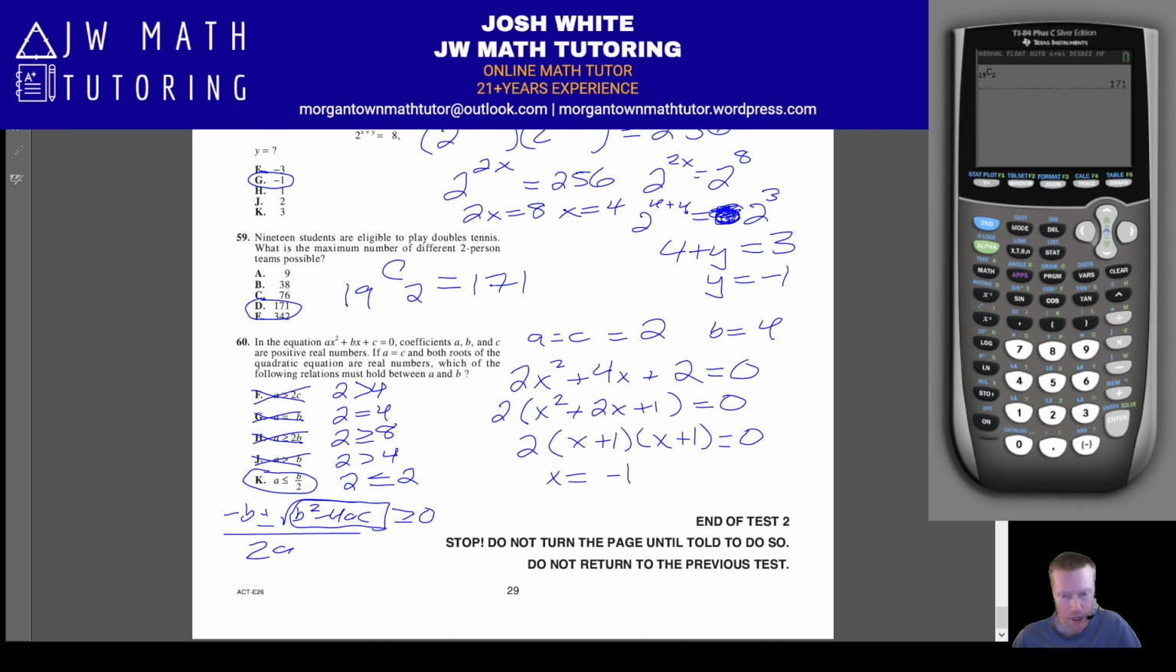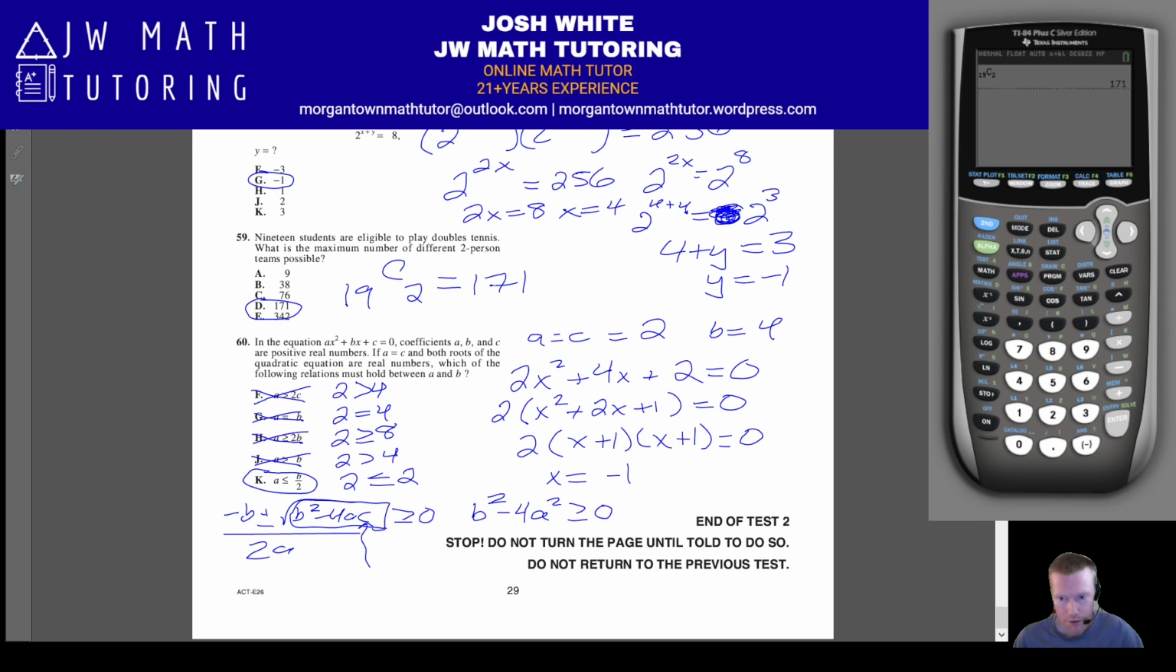That means the part under the radical has to be greater than or equal to 0. So if you set up an inequality to solve, b squared minus 4ac. Here's the other thing: since a and c are equal, I can plug in a for c, or c for a. Since all these answer choices have a in them, I'm going to replace the c with an a. So this turns into minus 4a squared, and now this is greater than or equal to 0.